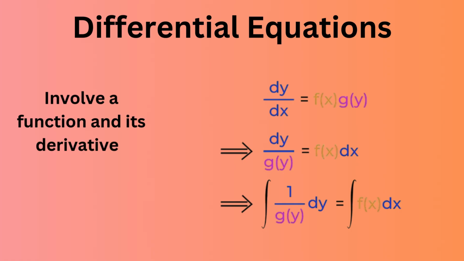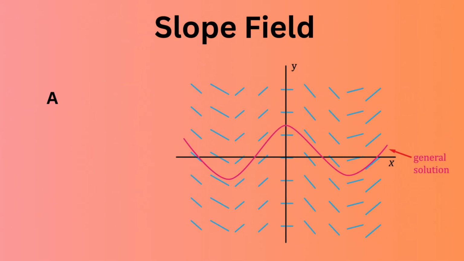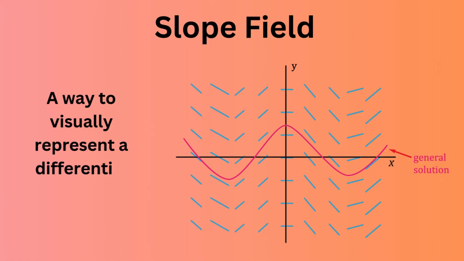Okay. Next up, differential equations and slope fields. All right. So differential equations involve a function and its derivatives. We use them to model situations where we know the rate of change, but not necessarily the function itself. And a slope field is a way to visually represent a differential equation. It's basically a bunch of tiny arrows on a graph. And each arrow shows the slope of the solution to the differential equation at that point. So you can get a sense of how the solutions behave just by looking at the slope field. Oh, interesting. So it's like a visual representation of change.